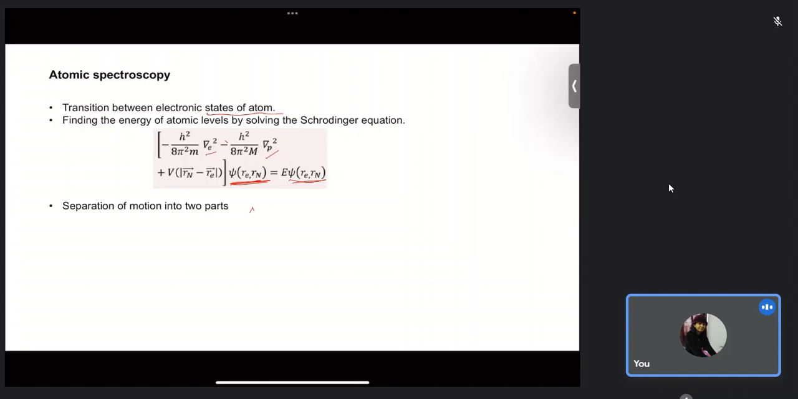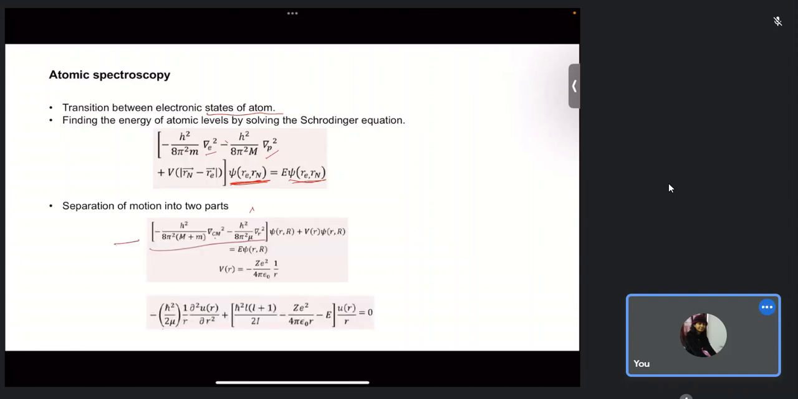And we came to this particular Schrodinger equation, where we have considered the kinetic energy with respect to the center of mass, and the kinetic energy associated with the relative motion of the electron, and also the potential energy associated with the relative motion.